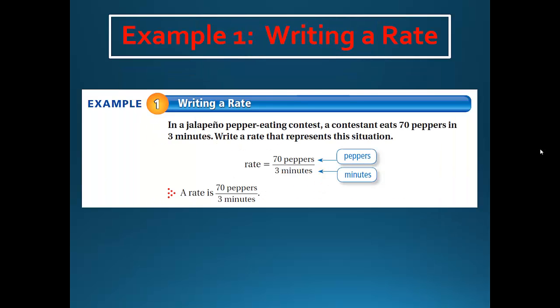Now we'll look at our first example for writing a rate. In a jalapeno pepper eating contest, a contestant eats 70 peppers in 3 minutes. Write a rate that represents this situation. So our rate would be the number of peppers over the number of minutes. So it would be 70 peppers in 3 minutes. So our rate is 70 peppers in 3 minutes.